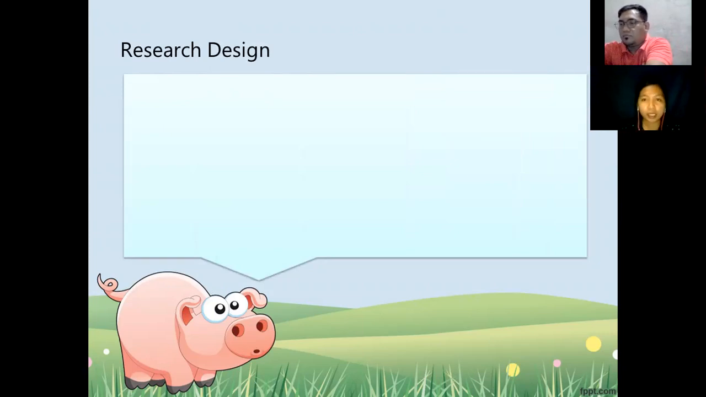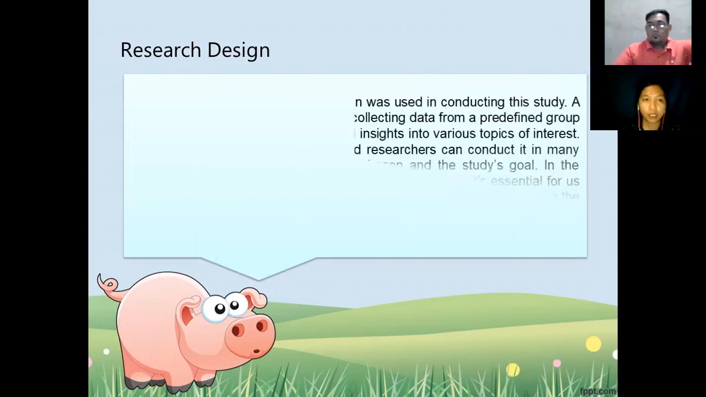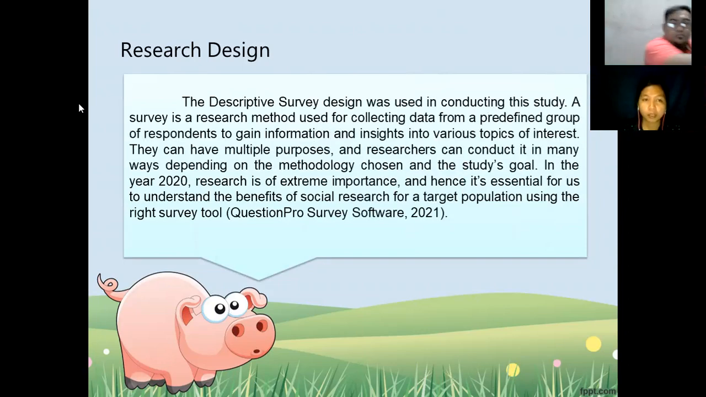So our research design, the descriptive survey design, was used in conducting the study. A survey is a research method used for collecting data from a predefined group of respondents to gain information and insights into various topics of interest. They can have multiple purposes, and the researchers can conduct it in many ways depending on the methodology chosen and the study's goal.